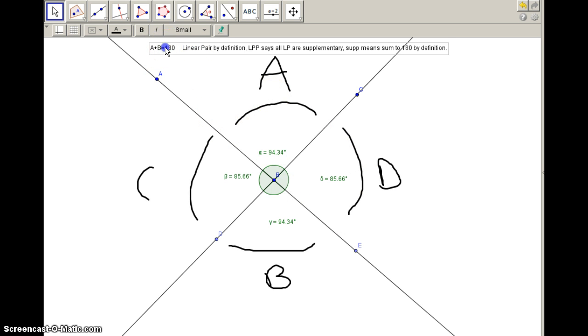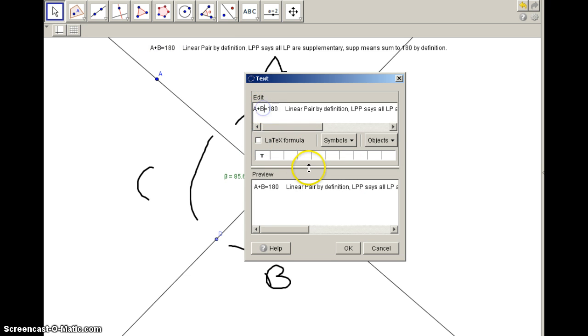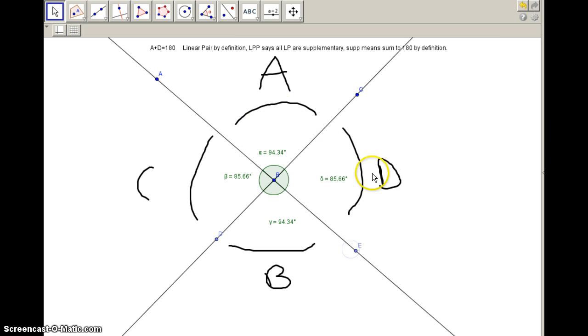Bad. This is not good. It's not A plus B, it's A plus D. Sorry about that. We better catch that quick. A plus D are supplementary, right? A and D together. Woo, that was a close one. Bet you were sitting there watching, saying, what's wrong with Mr. T? Well, okay. Now, let's use the same exact logic and conclude that D plus B is equal to 180.